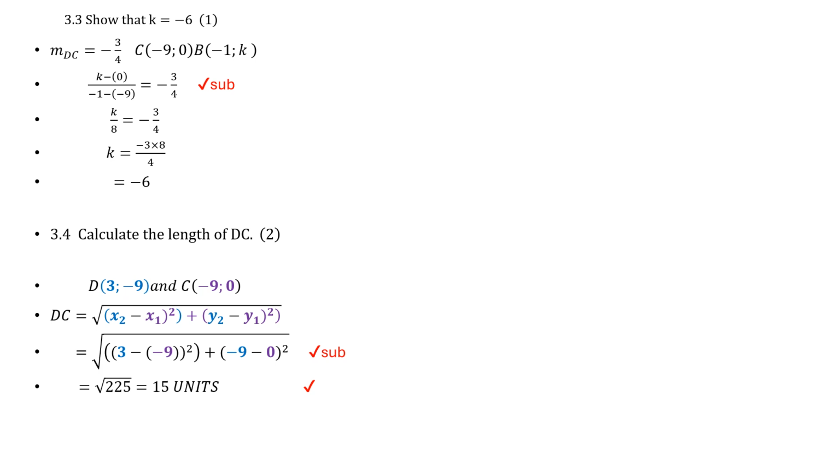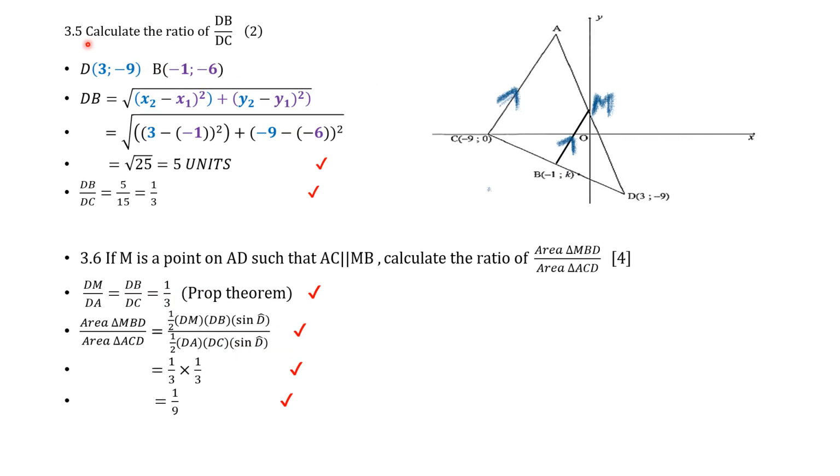Right, let's go to the next slide. Right, 3.5, they say calculate the ratio of TB over TC. Remember, we already got TC in the previous problems as 15 units. Now we just need the length of TB. T is 3 and negative 9, and P, which we solved, is minus 1 and negative 6 now. If we substitute in 3 minus minus 1, minus 9 minus minus 6. So 3 plus 1 gives me 4 squared, which is 16. Minus 9 plus 6 gives me minus 3. Minus 3 squared gives me 9. 9 plus 16, 25. And the square root of 25 equals 5 units.